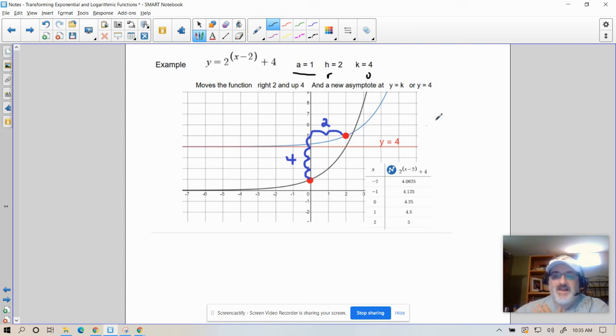Now, where is my asymptote? My asymptote is at y equals k. In this case, k was 4. So my new asymptote is at y equals 4.